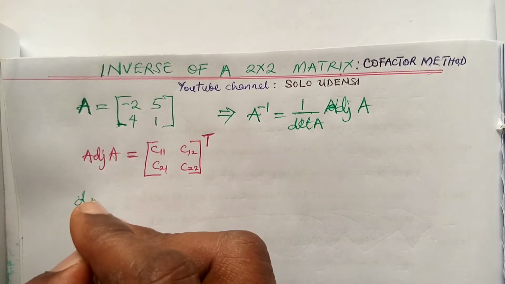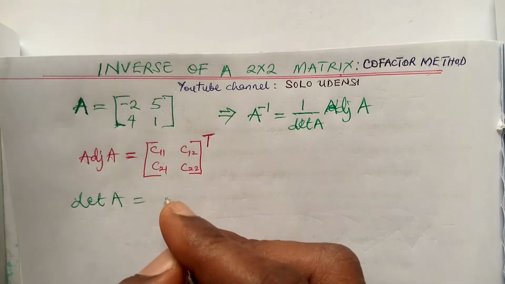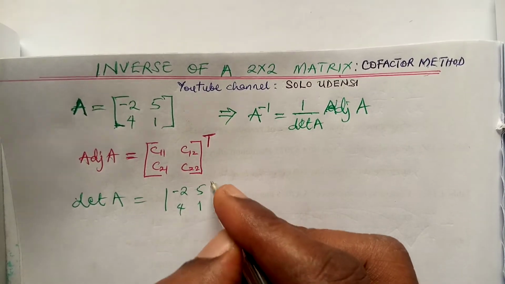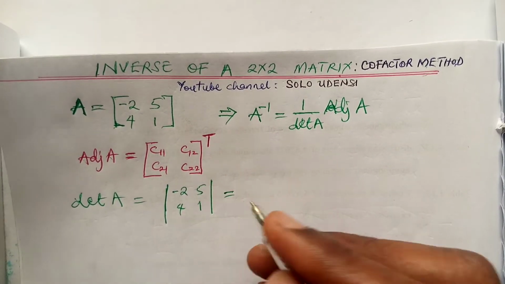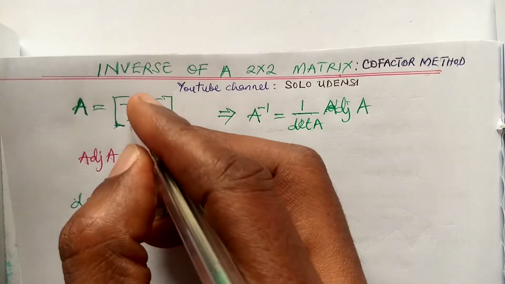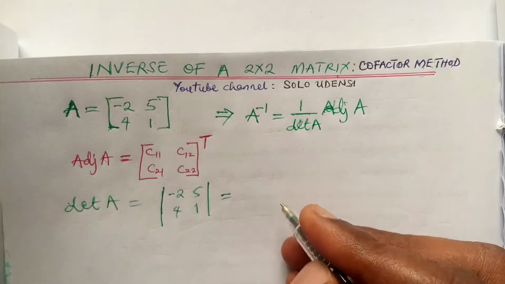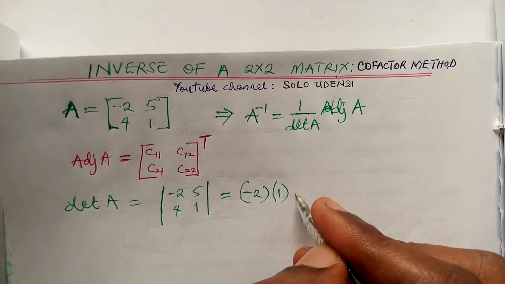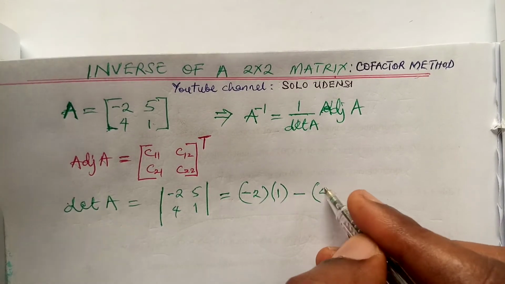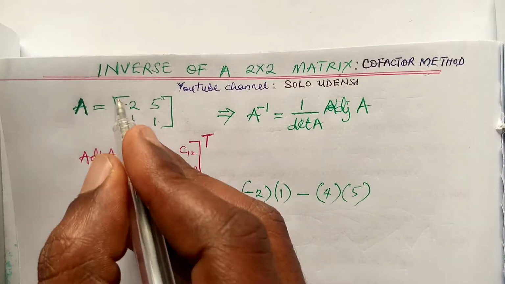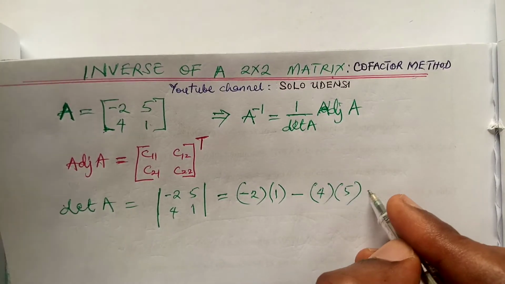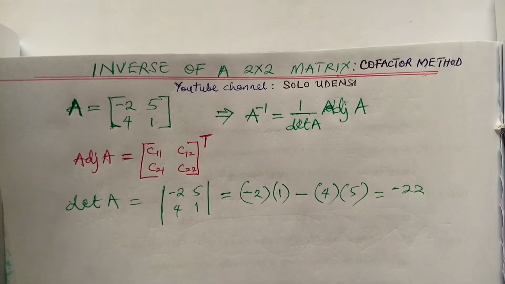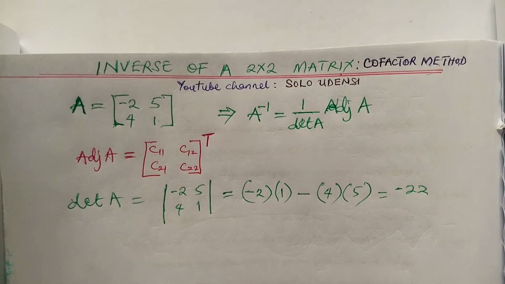The determinant of A is equal to the matrix minus 2, 5, 4, 1. So it is A11 times A22, that's minus 2 times 1, minus 4 times 5. This times this minus this times this. So you get minus 2 minus 20, which is minus 22. So that's our determinant, minus 22.